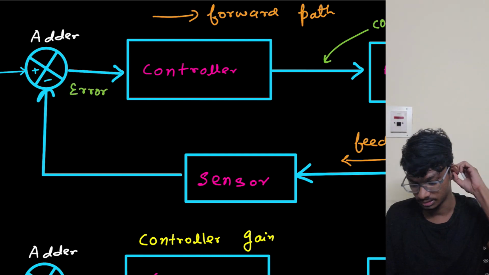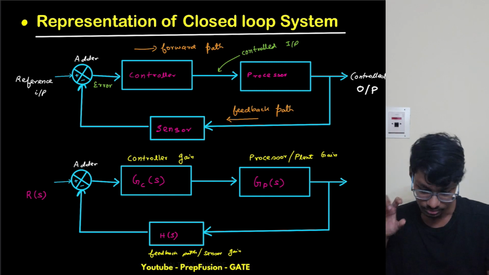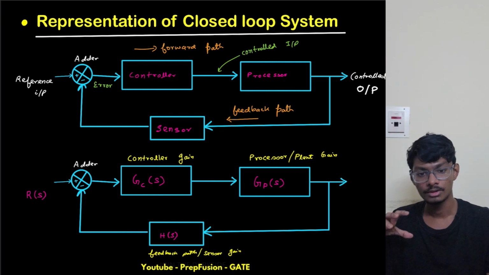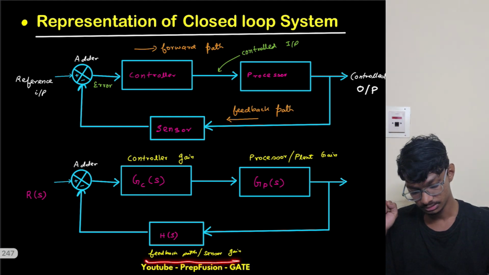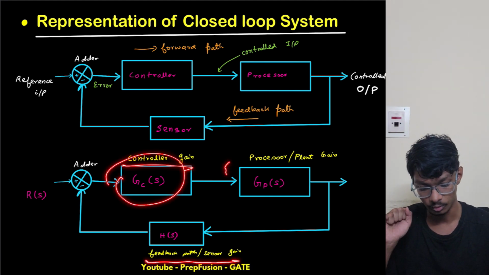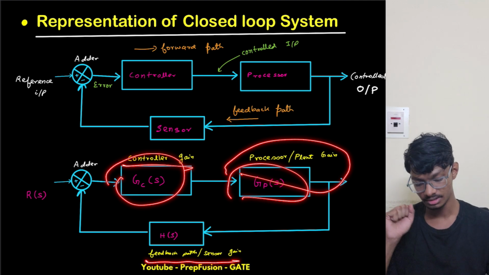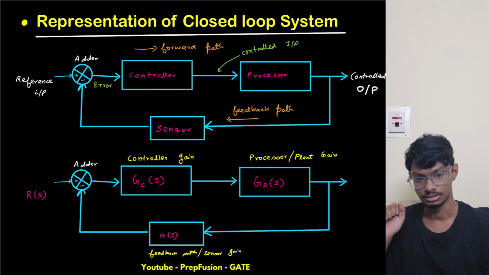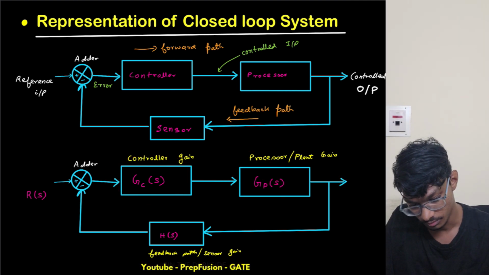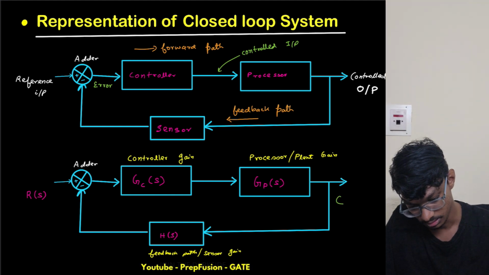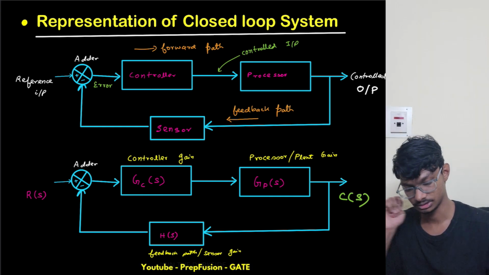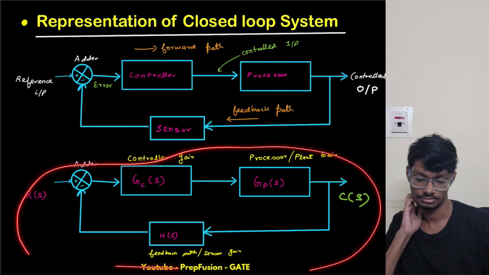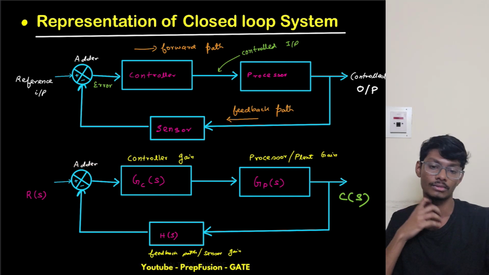This is the error, right? This is the error, and this is the control output input. All these things we have already studied. So as already told you, this is the feedback path, this is the controller gain GC, this is the processor or plant gain GP, and this is the output, the control output. So we can write this as C of S. So all this we're getting.